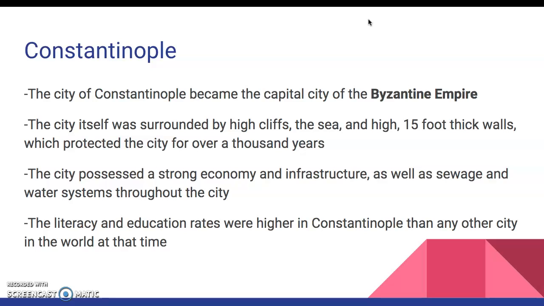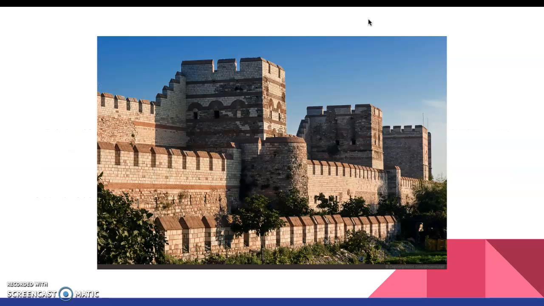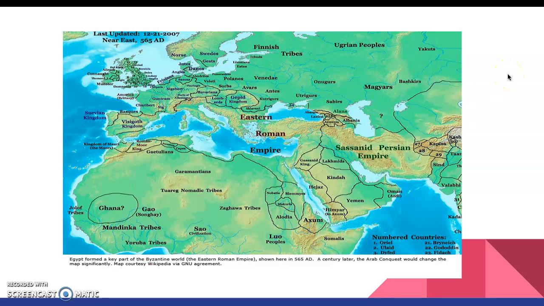The city possessed a strong economy and infrastructure, as well as sewage and water systems throughout the city. The literacy and education rates were higher in Constantinople than any other city in the world known at that time. If you have time to spend your money on books and reading, that means you are very wealthy, so it kind of all goes together. Some of the walls still stand here today in Istanbul. This is a good look at what the empires looked like.